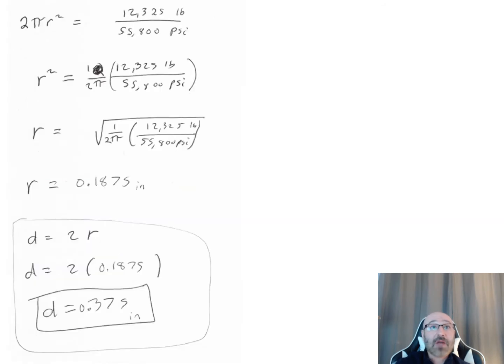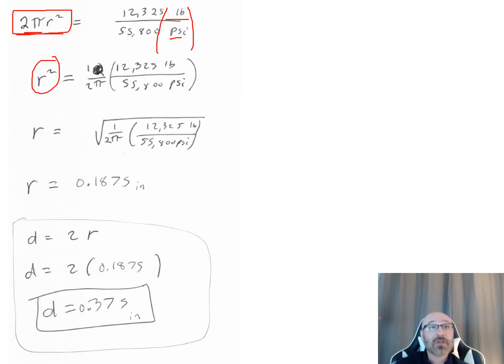So we continue on with that, and we say, well, area for this right here is equal to 2 pi r squared. We want to back out that radius right there. So we can say, okay, now I've converted this to PSI, so we have pounds and PSI, because we do out our unit analysis. We want to make sure we come up with this correctly. 12,325 pounds divided by 55,800 PSI. So now we can say, okay, well, let's plug that in right here. Let's rearrange this slightly over here, get r on its own, and move our 2 pi over the other side.